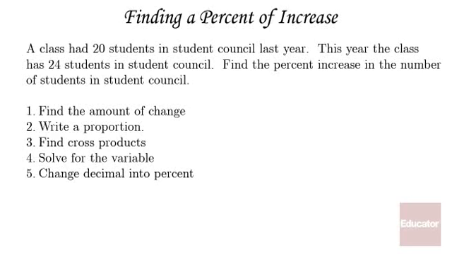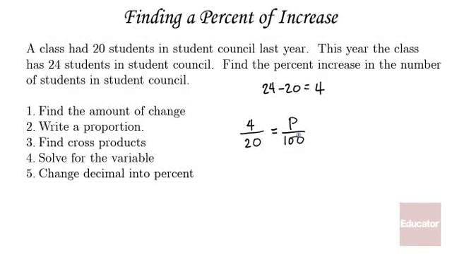First, we're going to find the amount of change. There's 24 this year, so we're going to subtract 20, and the amount of change is 4. Now let's set it up in the proportion. If you remember from the last slide, the proportion would be amount of change 4 over the previous number, which in this case is 20, equals the percent of change P, which is what we're looking for, over 100.